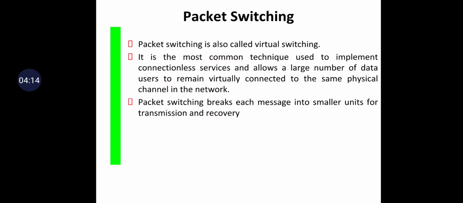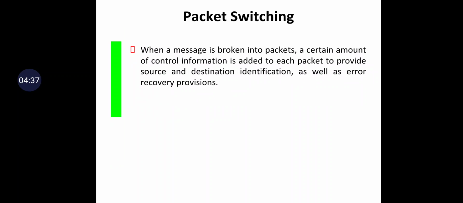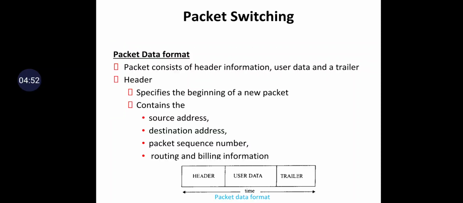And the second type is packet switching. The other name for packet switching is virtual switching. It is the most common technique used to implement connectionless services. It allows a large number of data users to remain virtually connected to the same physical channel in the network. It breaks each message into smaller units for transmission and recovery. So when a message is broken into packets, a certain amount of control information is added to each packet to provide source and destination identification as well as error recovery provisions. So let's see about the packet data format.